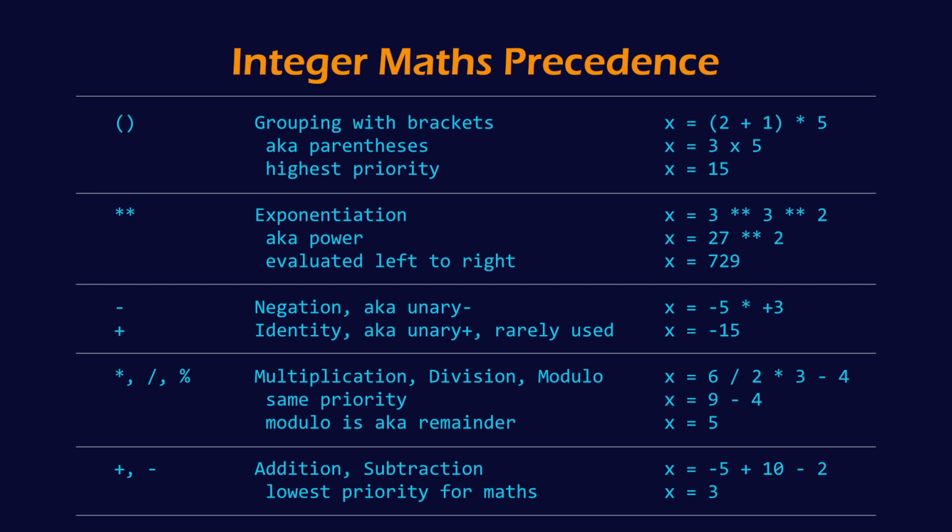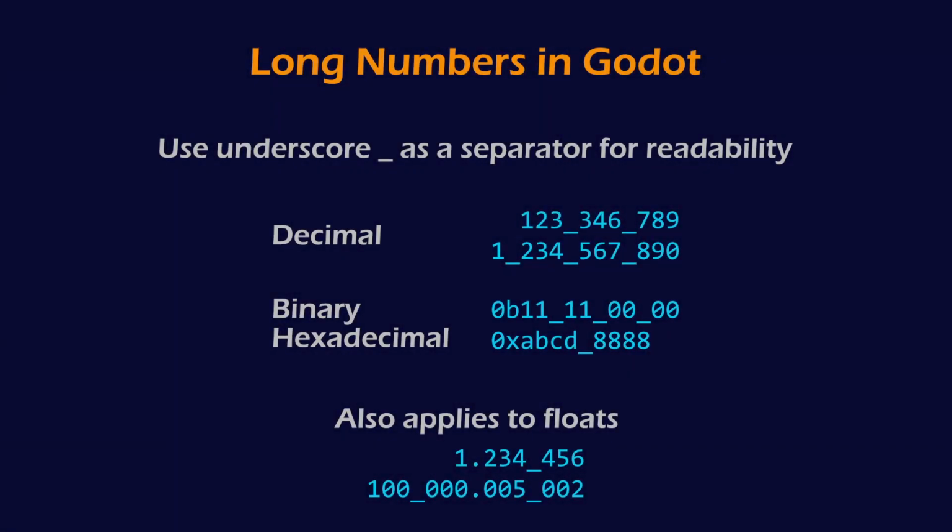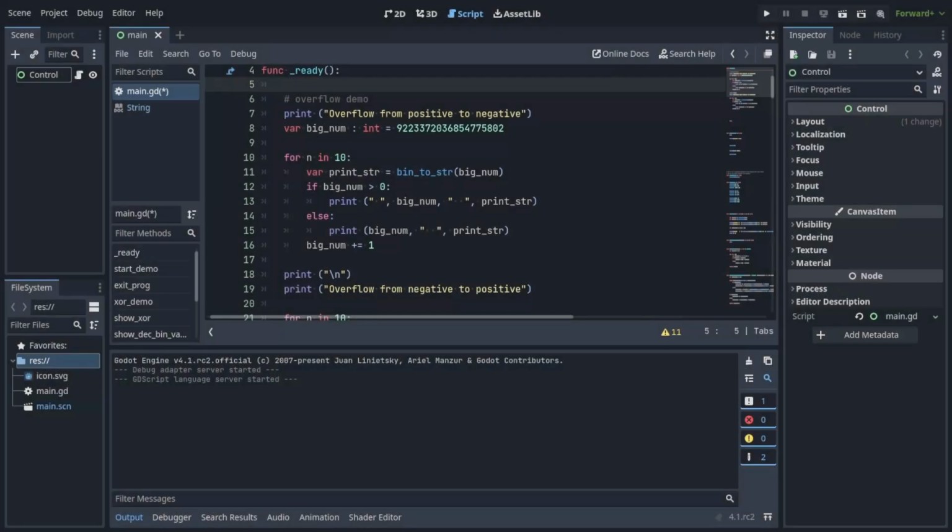Before we dive into Godot, here is a handy tip for making big numbers more readable in your code. In any numeric value, we can insert the underscore character to break up the number and make it easier to read. This not only applies to decimal integers but also hexadecimal integers prefixed with 0x, binary integers prefixed with 0b, and floats. Here we are in Godot.